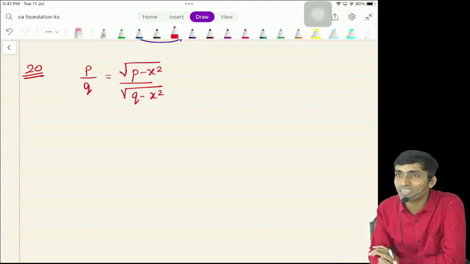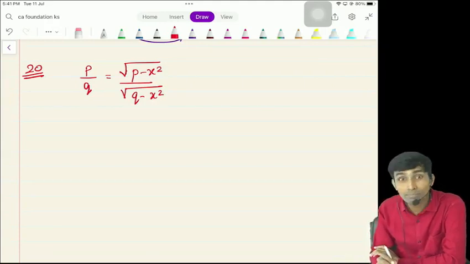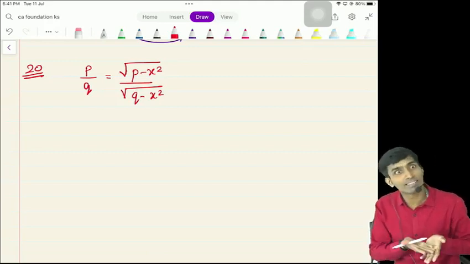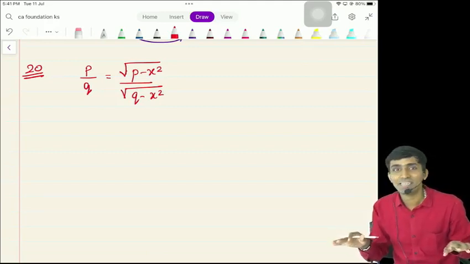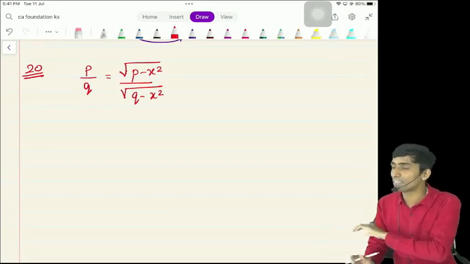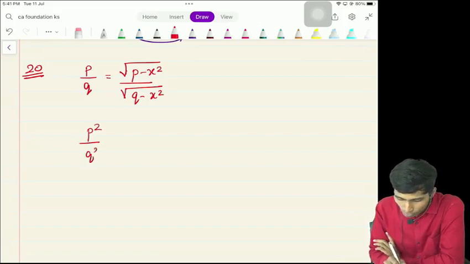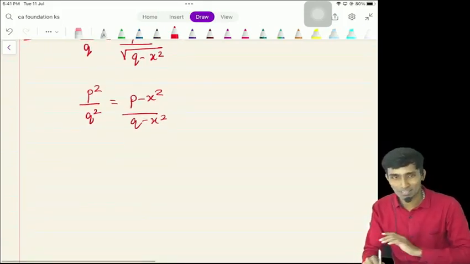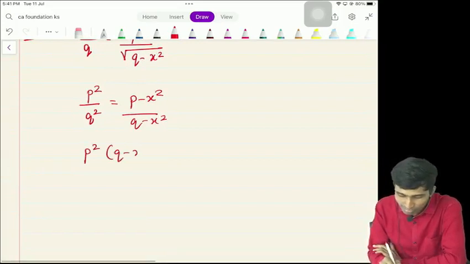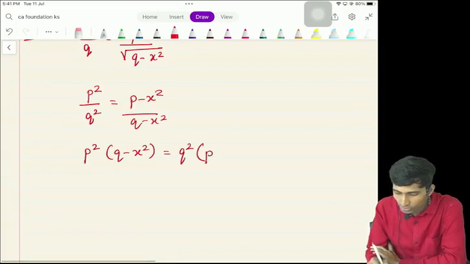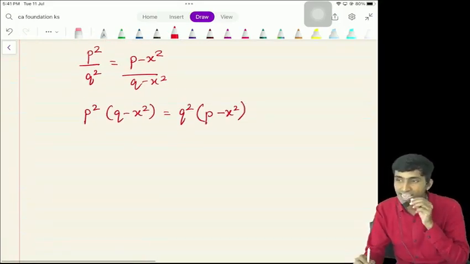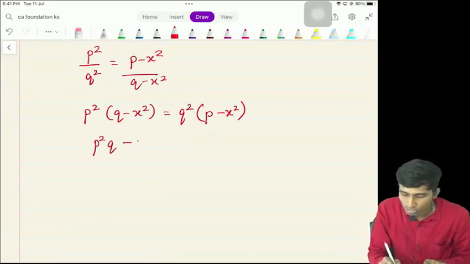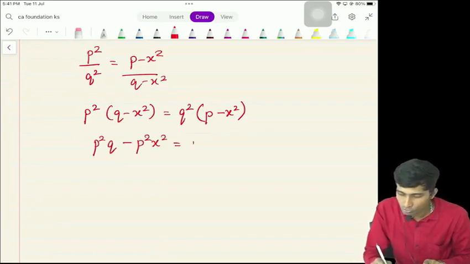Next step, what should I do? Cross multiply or square? If I cross multiply, gone. Understood? First I will square. Remove the square root sign. So P square upon Q square is equals to P minus X square upon Q minus X square. Now I can cross multiply. P square into Q minus X square is equals to Q square into P minus X square. So what will I get? P square Q minus P square X square is equals to PQ square minus Q square X square.